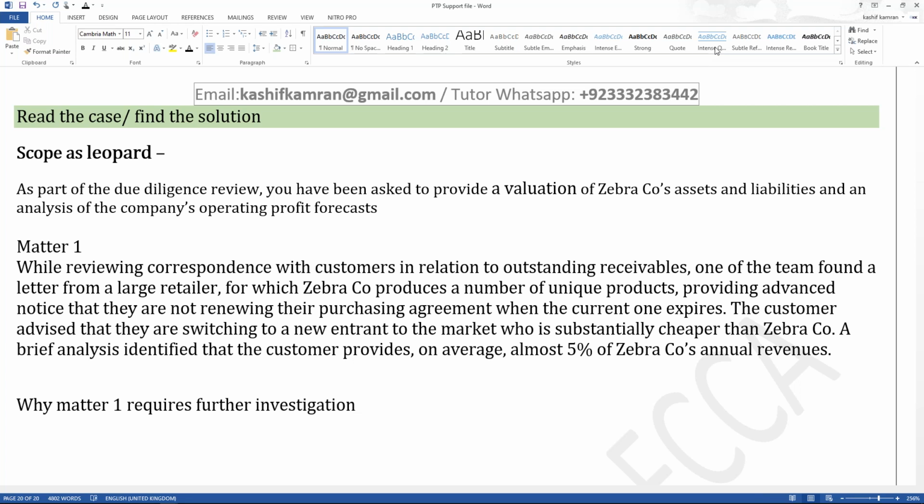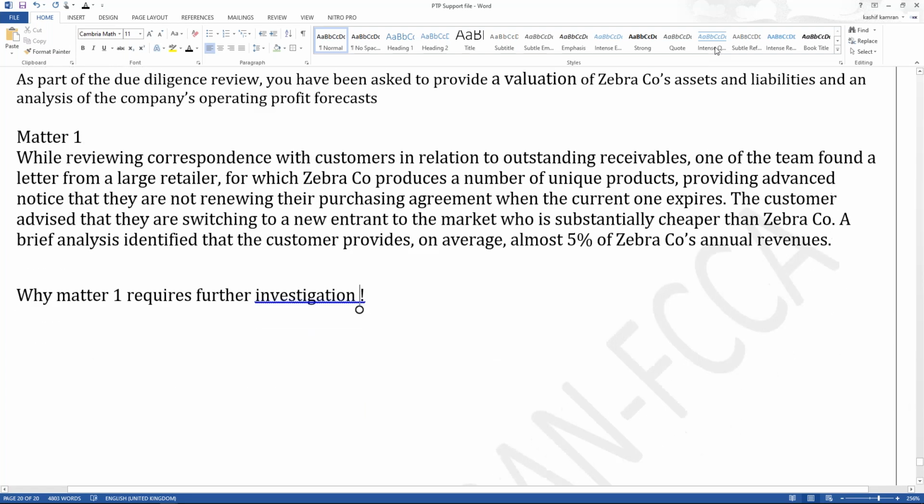Investigation, right? Okay. Why does meta 1 require further investigation? I will write 2 paragraphs, each of 1.5 marks. I'll put the heading meta 1 in the exam, and I'll start writing under meta number 1.